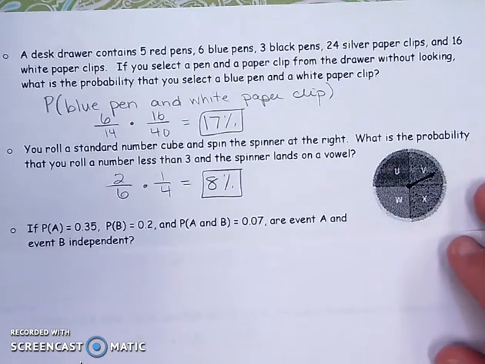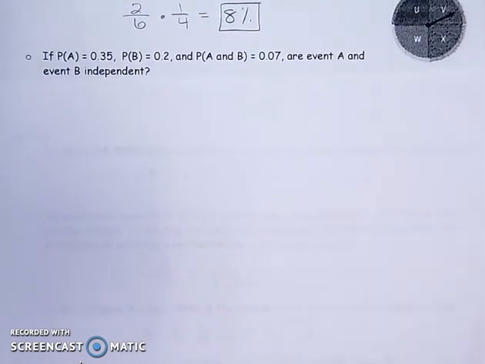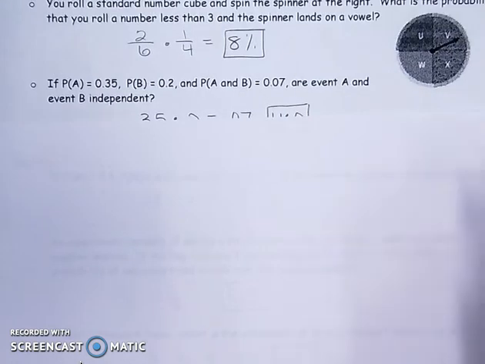Next, it gives you the probability of A and the probability of B, and asks, are these events independent? So remember our rule from the previous page, if the product of them individually equals the probability of their intersection, they are independent. So is 0.35 times 0.2 the same as 0.07? Yes, it is. So they are independent. Now pause and take a few moments to do the you tries.